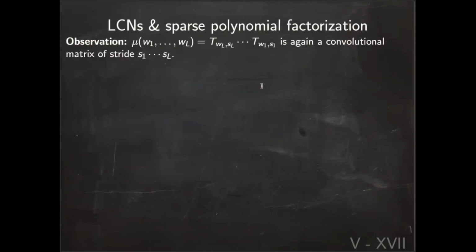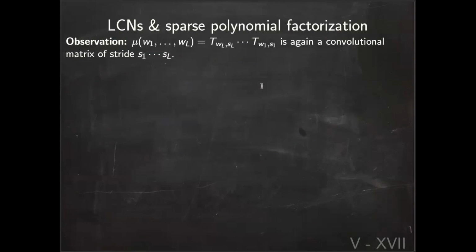So I want to tell you not only that the function space is a semi-algebraic set, but I'm telling you what set it is. We have known for a long time that if you multiply a bunch of these convolutional matrices, you get another convolutional matrix. So these are closed under multiplication. And you can easily compute the stride: if you know the stride of each of them, then the stride you obtain in the end, you just multiply them. Very easy.